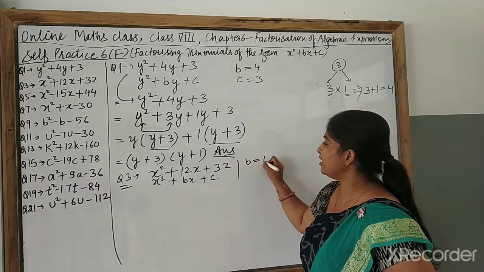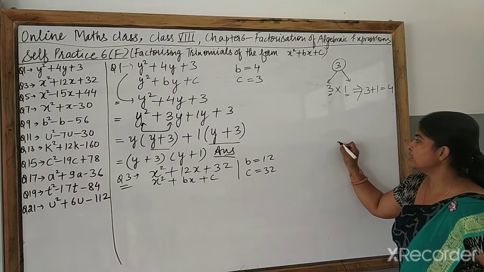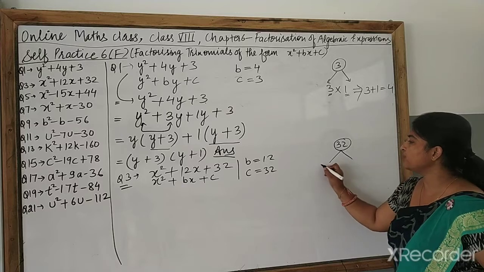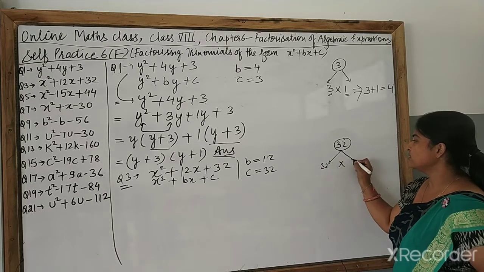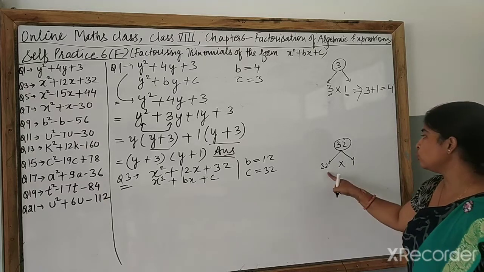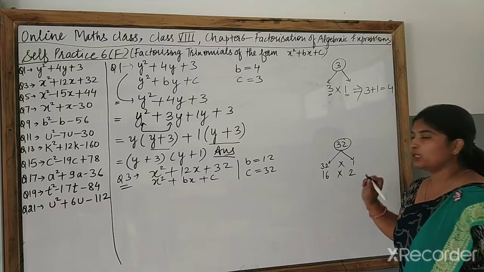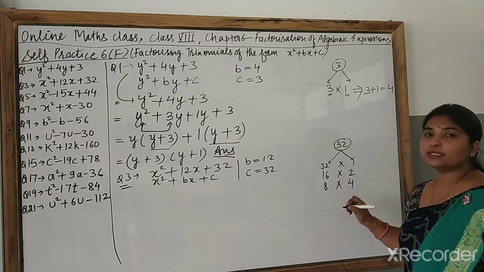B I am getting 12 and C I am getting 32. So here you just circle the 32 number. Now factorize it. So 32 can be written as how? 32 into 1, first way we can write 32: 1 times 32. Okay, 16 times 2 is also 32. Okay, 8 times 4 is 32.